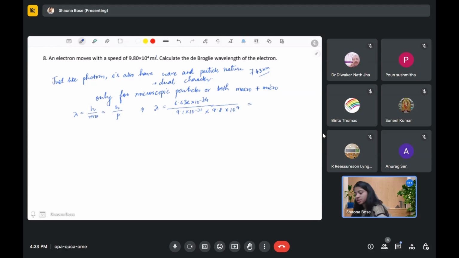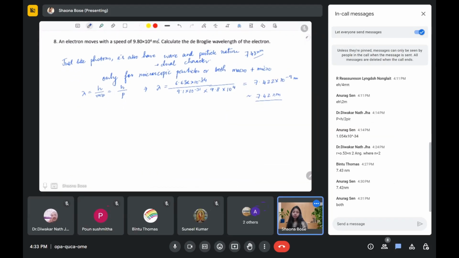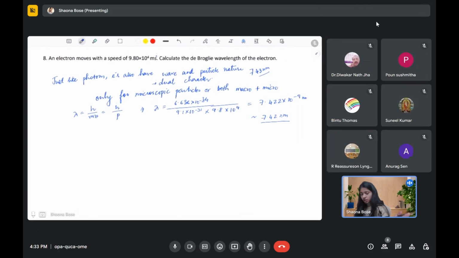Oh, yes, it's correct. 7.422 into 10 raised to the power minus 9 meters. So that means 7.42 nanometers. So Anurag is closer. Okay.